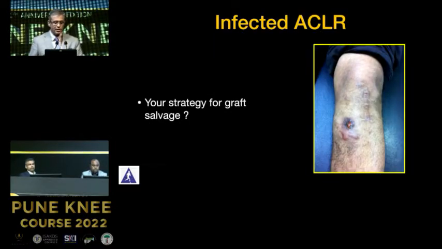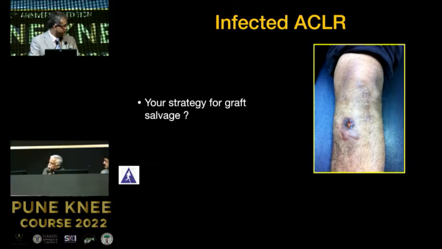So let's come to this particular example here, Dr. Chaudhary. So when we have someone who comes maybe about 2 or 3 weeks following an ACL, which is obviously not done by you but by someone else, what is your strategy for graft salvage? So my question is, when do you decide preoperatively, not intraoperatively, that you will save this gentleman's ACL or you will get rid of it? So the person has come with an infection.